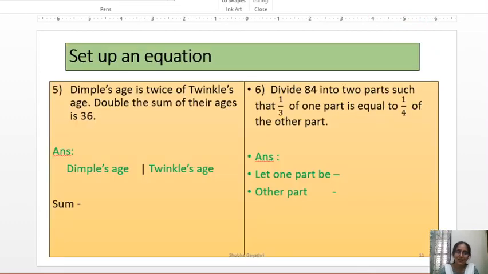We will solve some more sums in the next slide. Now read out the question.